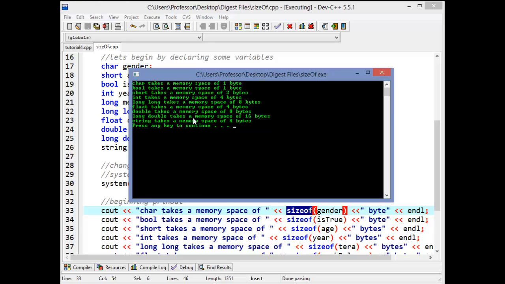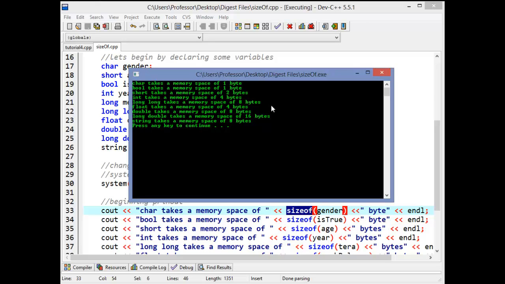Then the long double takes what? 16 bytes. Strange also takes a memory space of 8 bytes. Now listen to this carefully. Most often, the amount of memory space that a data type can take is OS dependent. I mean operating system dependent, and it sometimes depends on the type of compiler you are using.